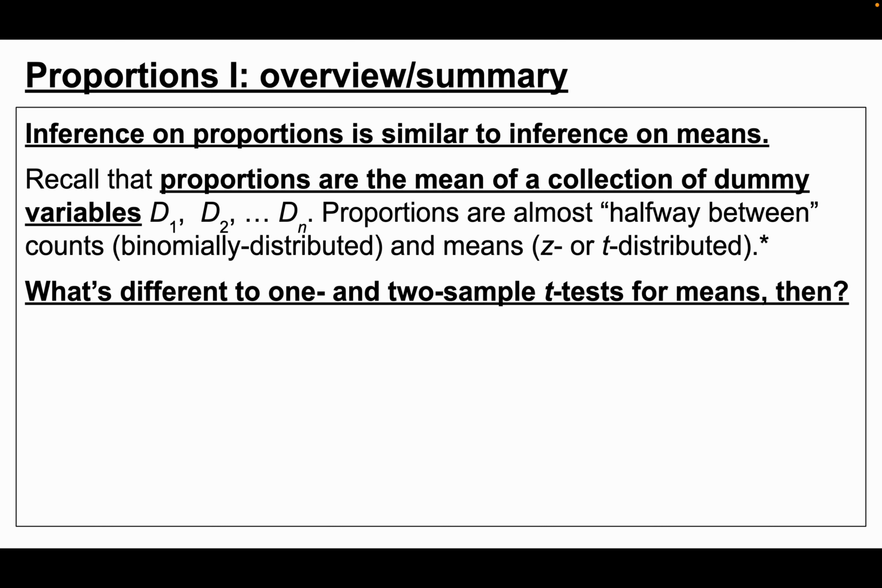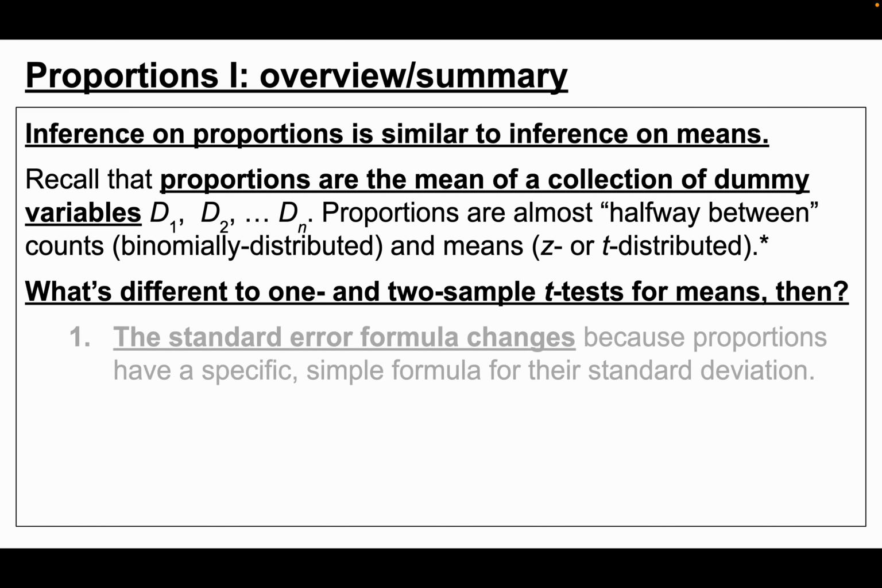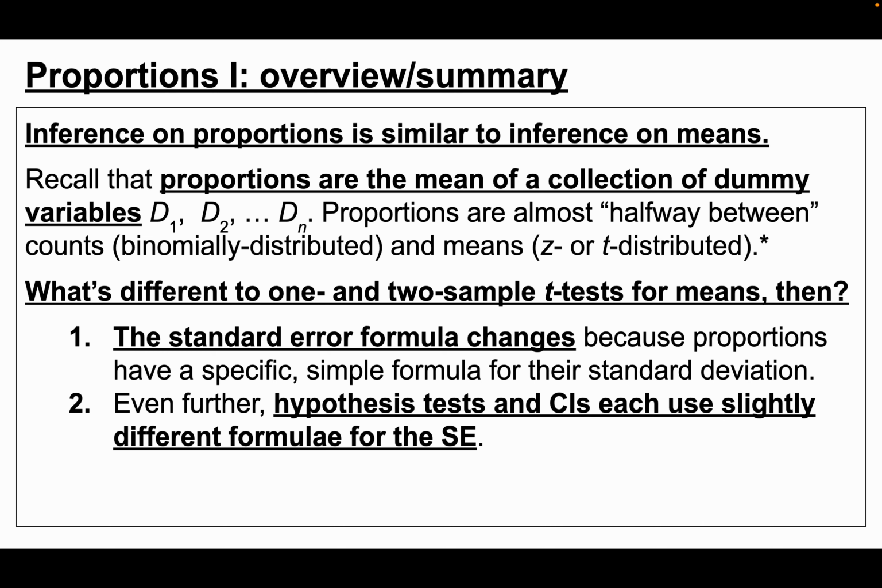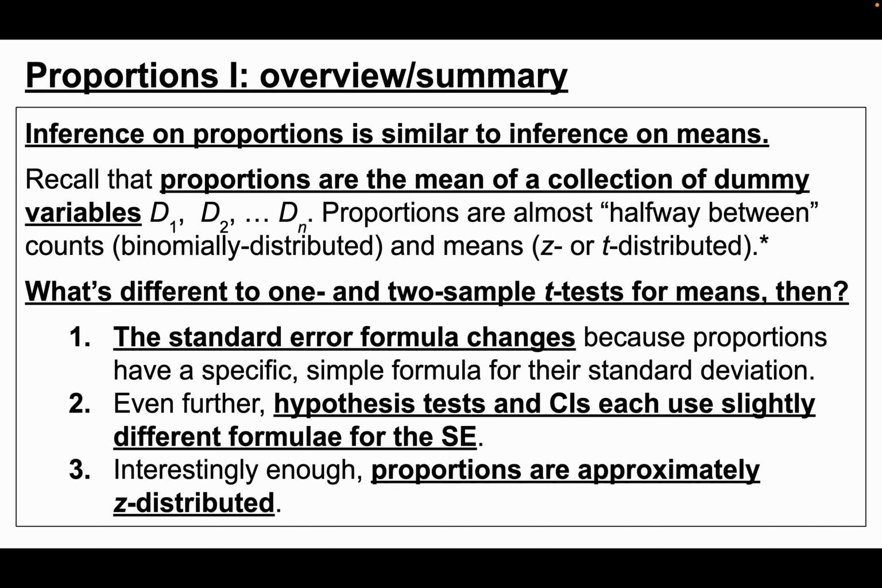So what's different with two sample and one sample t-test for means then? Because that sounds a lot like a mean. We know that the proportion is the mean of a dummy variable, or its probability of a success. Well, the standard error formula changes because proportions have a specific simple formula for their standard deviation. It turns out that can be expressed as a function of the mean. And even further, hypothesis tests and confidence intervals each use slightly different formulae for the standard error for basically a similar reason. And interestingly enough, also for this reason, proportions are approximately Z-distributed, which is pretty cool.